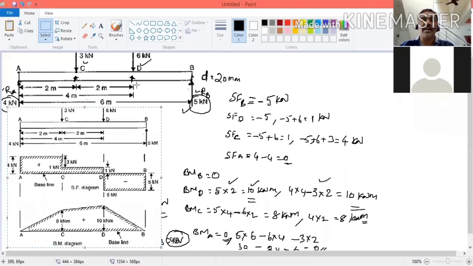Is it okay? Now, finally we have to find what? We have to find the bending stress. What is the equation for bending stress?